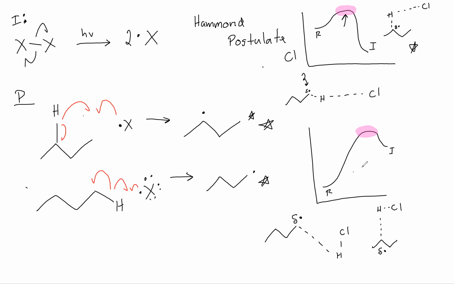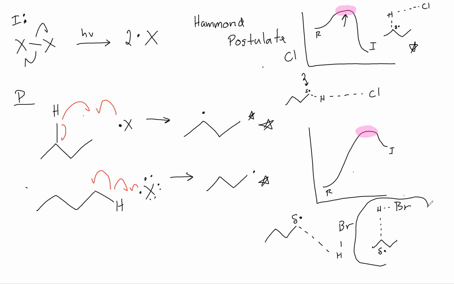However, when we look at this bottom graph, when our transition state is closer to the intermediates than the reactants, we can see that our radical is way bigger. Oh, I put chlorine for both of these. This one down here should be bromine. Anyways, that bigger radical is going to highly prefer the one that's more stable.